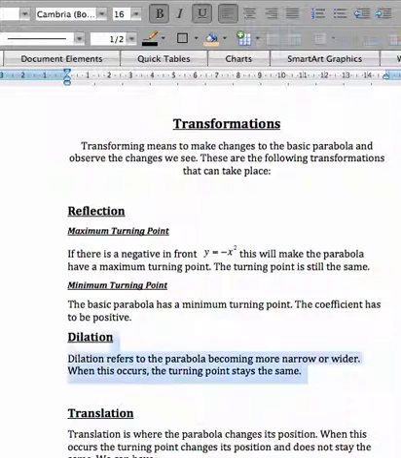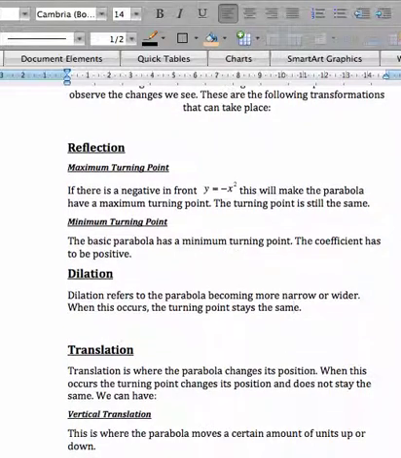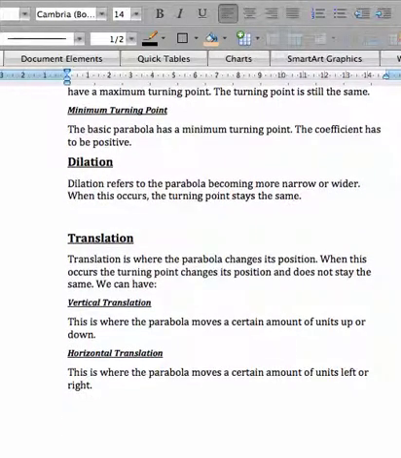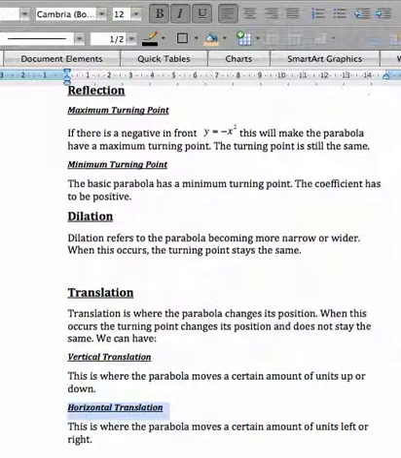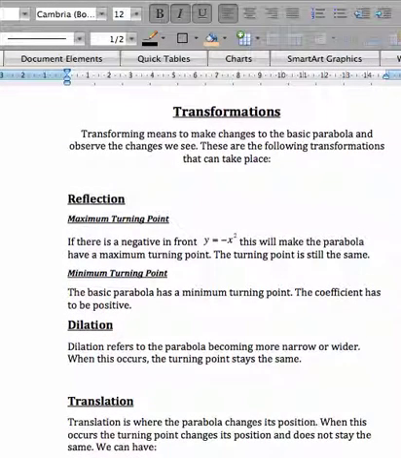Now, dilation is where instead of reflecting, the parabola is getting either wider or more narrow. That's what dilation refers to. And translation is where the parabola's turning point actually moves. So we could have a vertical translation, moving up or down, or a horizontal translation, moving left or right. So please make sure you've got these keywords and concepts written down.